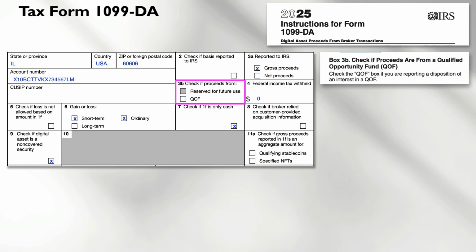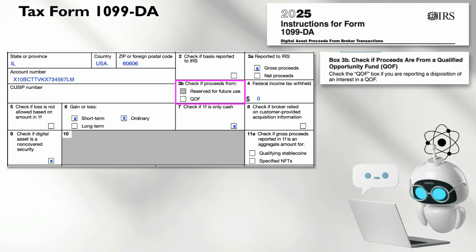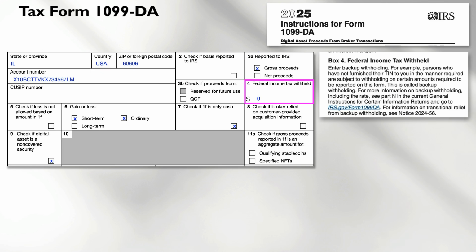Box 3B refers to qualified opportunity fund transactions, which is a more advanced topic we won't be covering here. Box 4 shows any federal income tax withheld. This box will usually be blank. However, if you did not provide a valid Form W-9 to your broker or your Social Security number was missing, the broker may have applied required backup withholding in those cases.